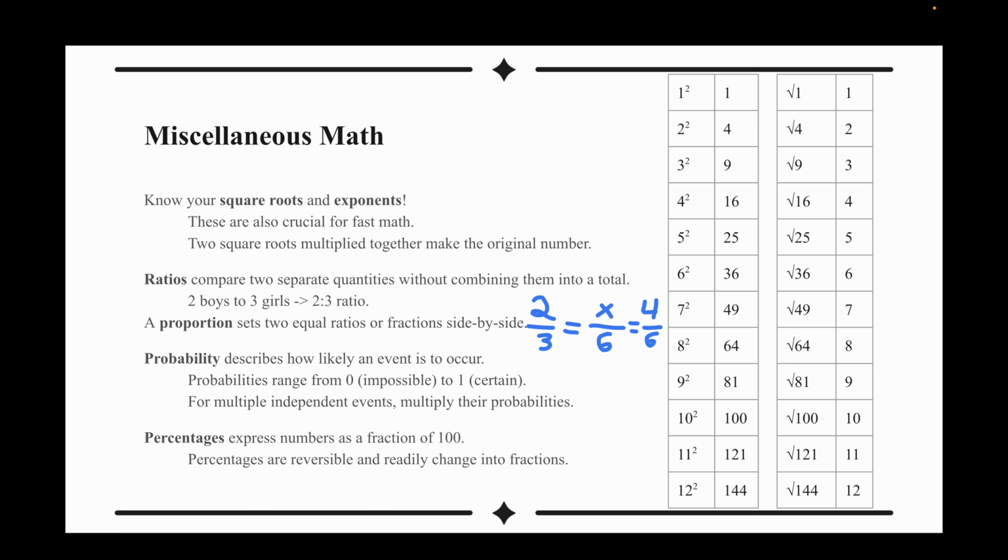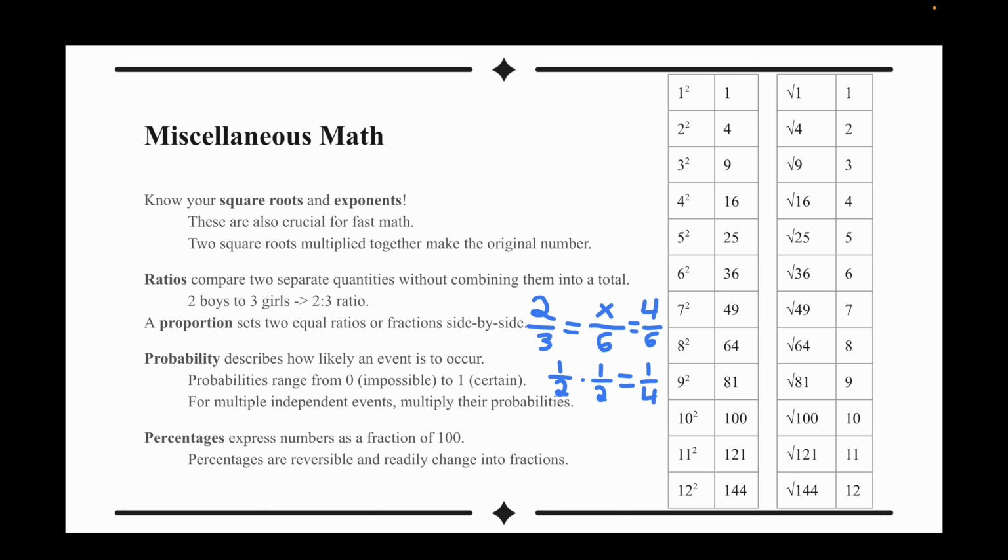Probability describes how likely an event is to occur. Probabilities range from 0, which means it won't happen or it's impossible, to 1, which means it will always happen or it's certain. For multiple independent events, you need to multiply their probabilities. The most common one you'll see is, assuming a couple has 2 children, what are the odds that both of them are boys? The probability that the first child will be a boy is 1 in 2, and then the probability that the next child is also a boy is still 1 in 2. These are independent events because the second child is not influenced by the first child. So we multiply these together and we see that the probability is 1 in 4.